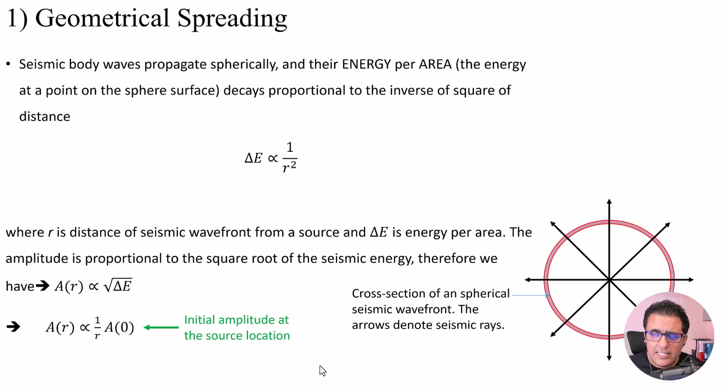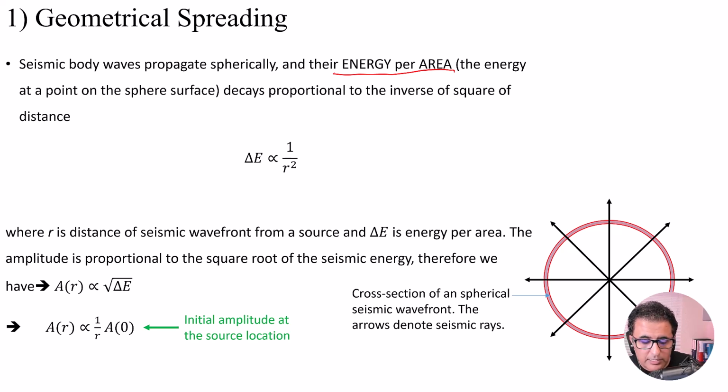So having said that, once the seismic wave propagates through the sphere, in order to meet the principle of the conservation of energy, over the sphere area, the integration of the energy should be the same. As a result, this is a very important concept: the energy per area of the seismic wave decreases as the seismic wave propagates through the earth.